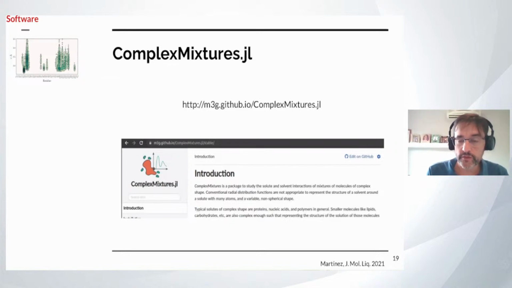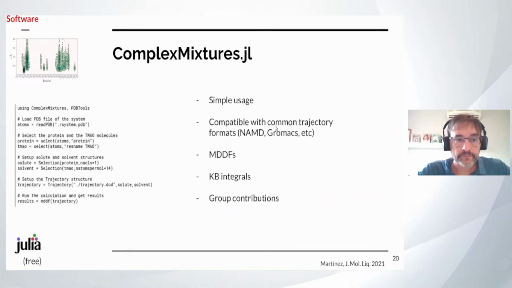We have developed a software that does all that for us, which is called ComplexMixtures.jl. It's available for free at GitHub. This is the site. Essentially, this package is very simple to use, I hope so, at least. This is a Julia programming language package, so it's a free language, so you can just download it on any computer of any type, install the package, load the package, and use a typical input file like this one.